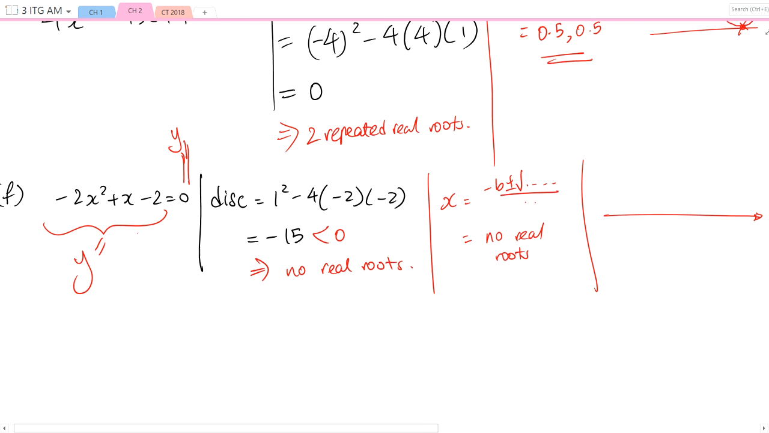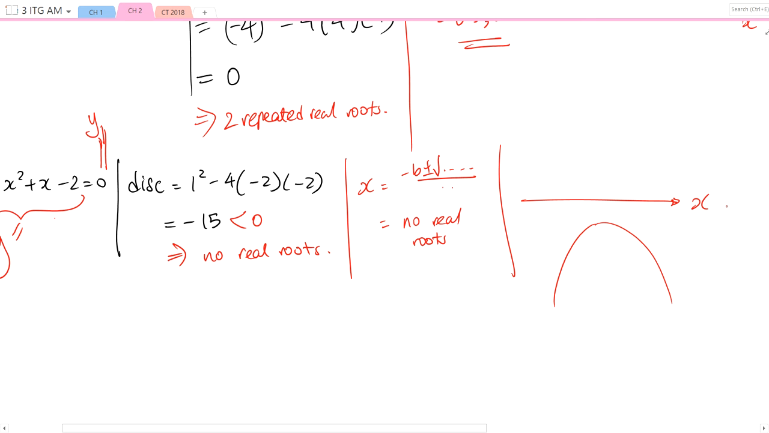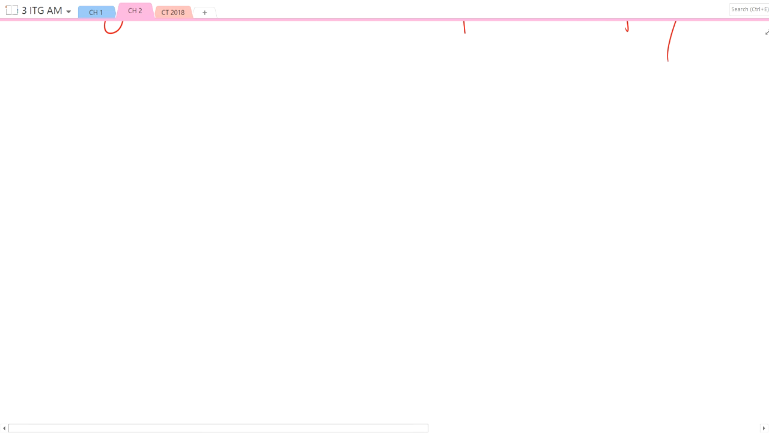What is my parabola shape? Opening up or down? Down. Down. Does it intersect? No. Does it touch? No. So this is my graph. Okay? Any questions? Alright, then let's do practice now 5. I'll do it together with you.